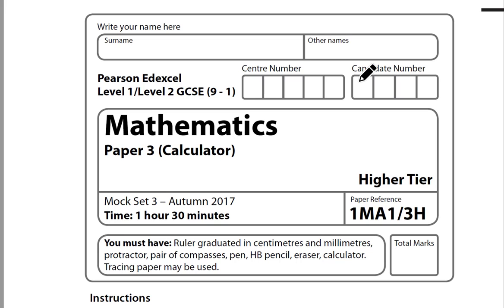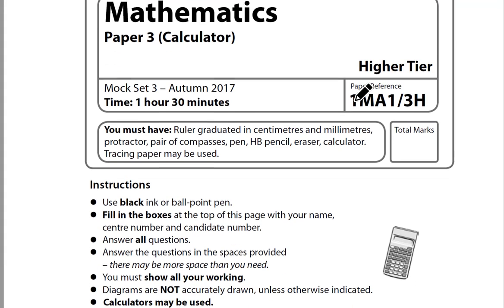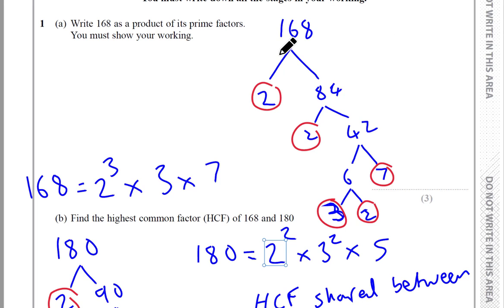Okay, this is a mock set 3 paper 3 calculator. Now I've just pre-worked out this question just to save some time on the video. So write 168 as a product of its prime factors. You must show your working. So here, make sure you do your factor tree, circle your prime numbers and write that, and that is the product of prime factors. Very straightforward.